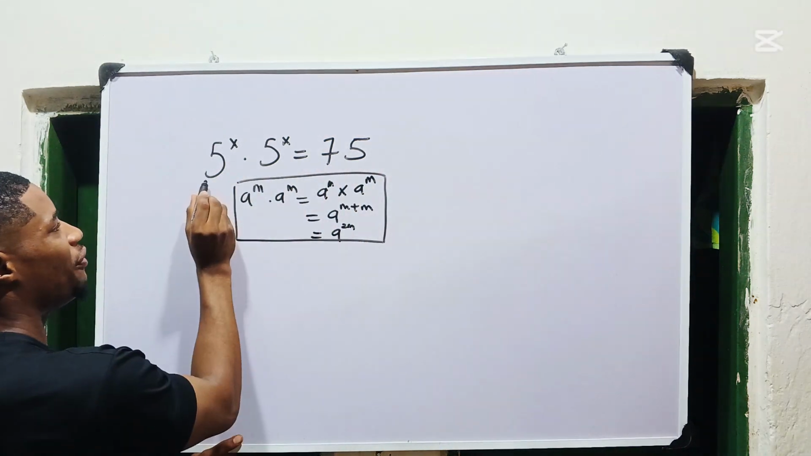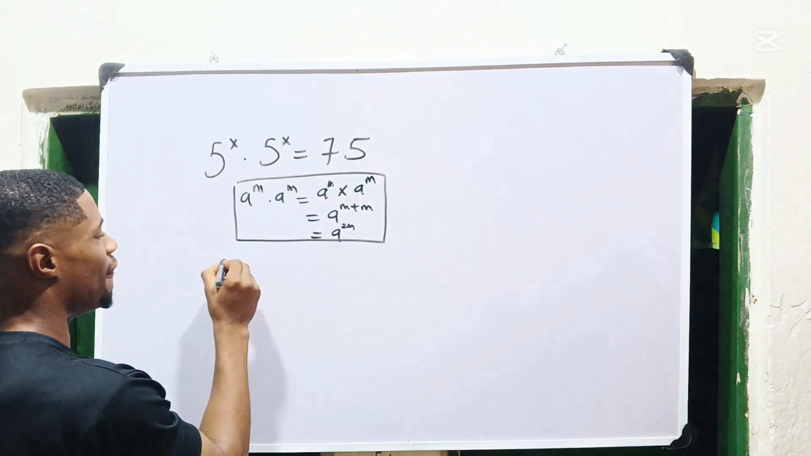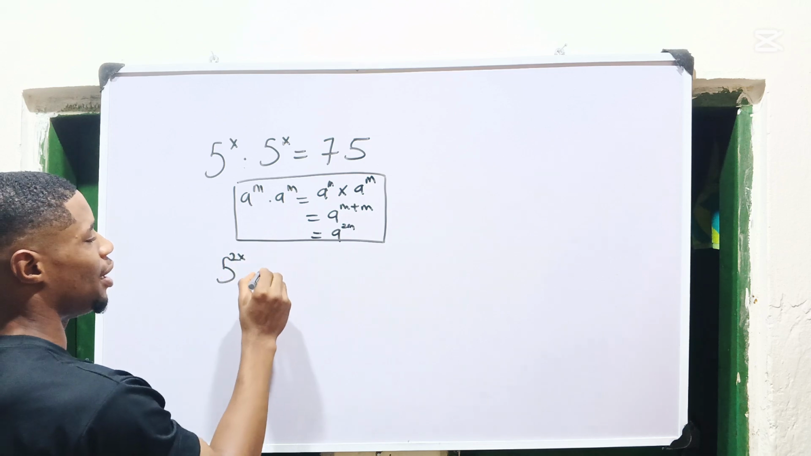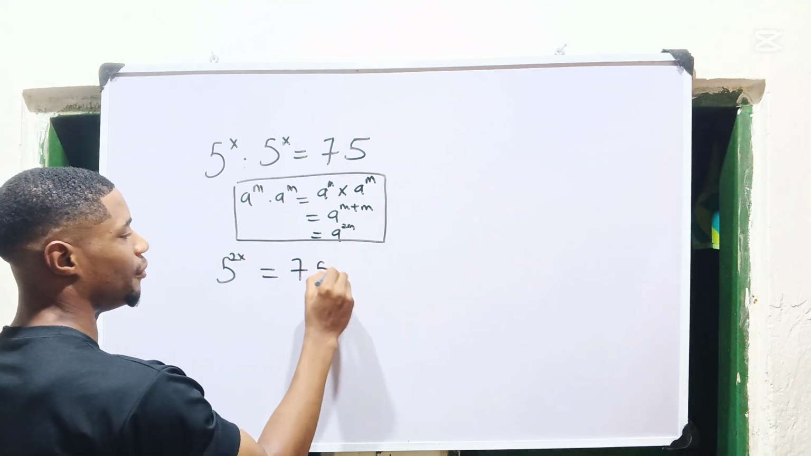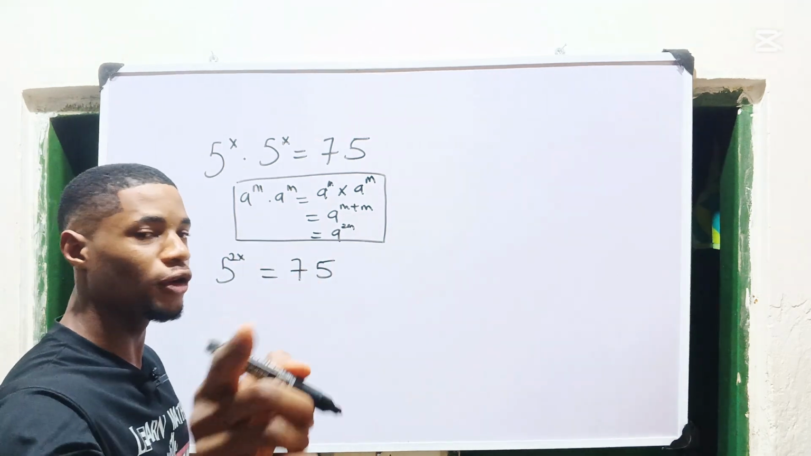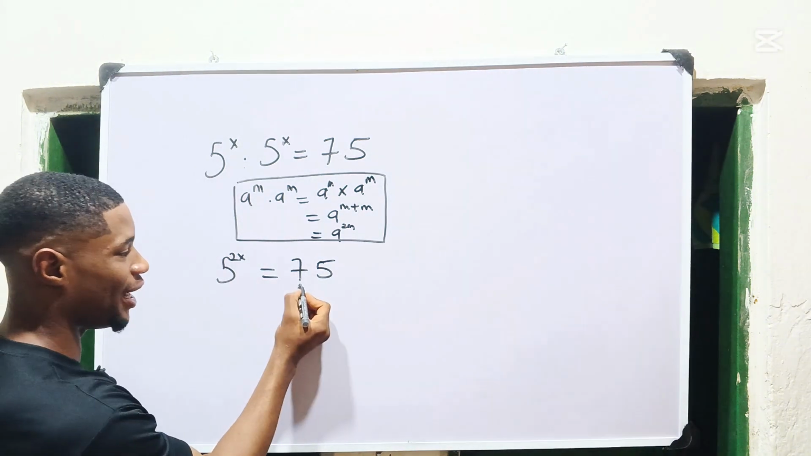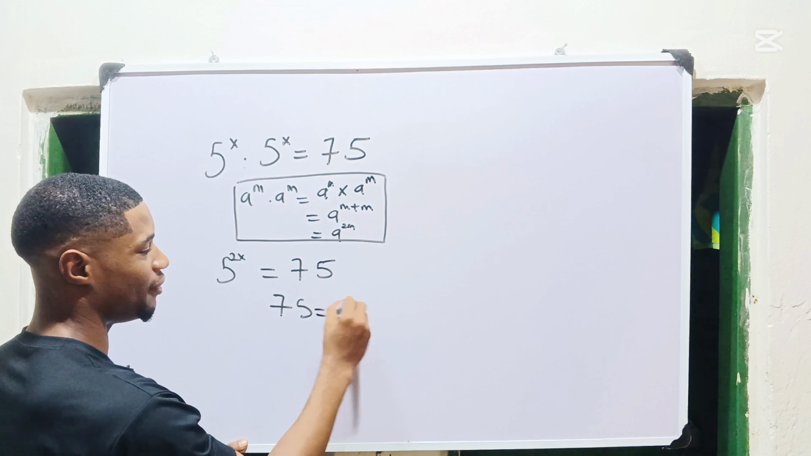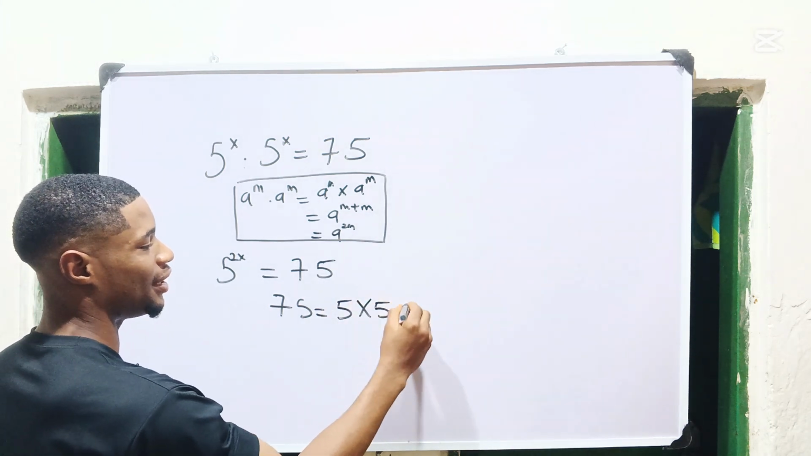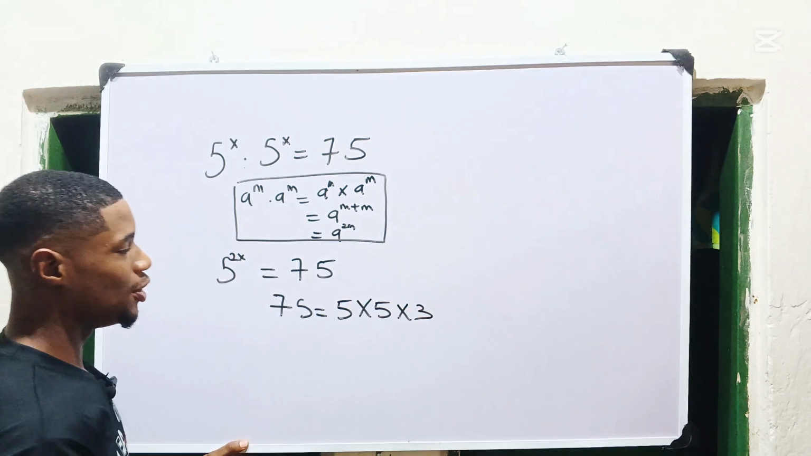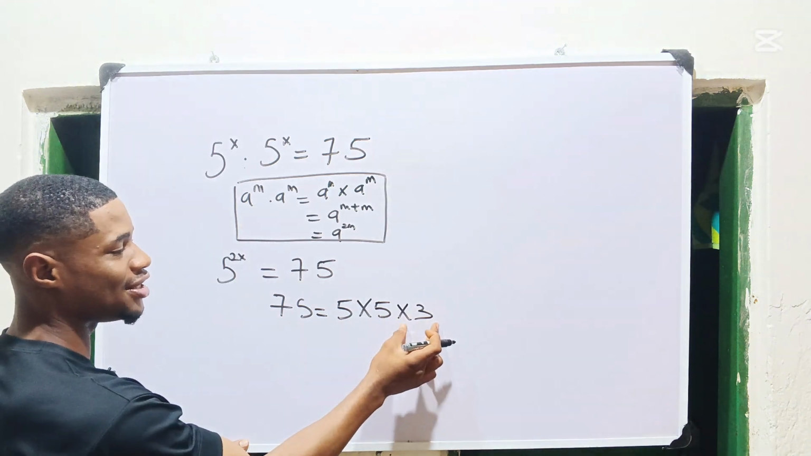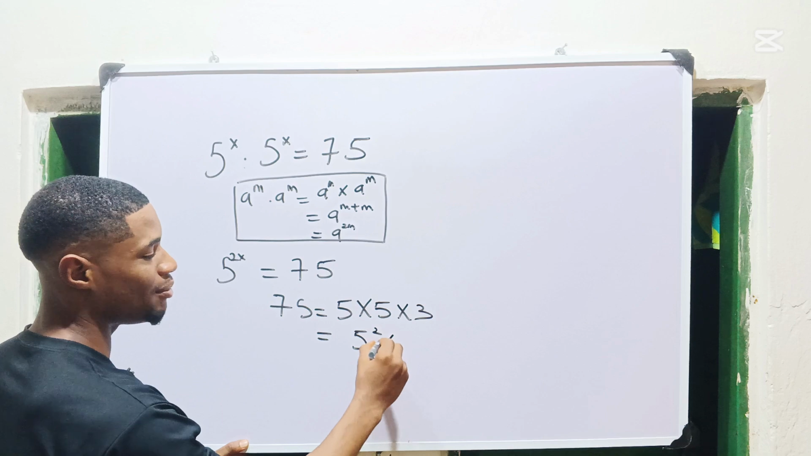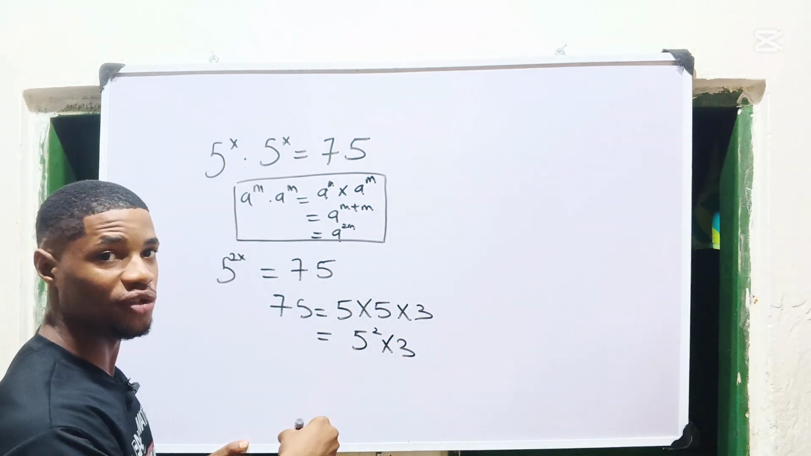Hence, 5 raised to power x dot 5 raised to power x becomes 5 raised to power x plus x, which is 2x, is equal to 75. Moving on from here, we can expect 75 to be equal to 5 times 5 times 3. So 5 times 5 is 25, 25 times 3 is 75. Now this becomes equal to 5 squared times 3, or you can say 3 times 5 squared, whichever way.